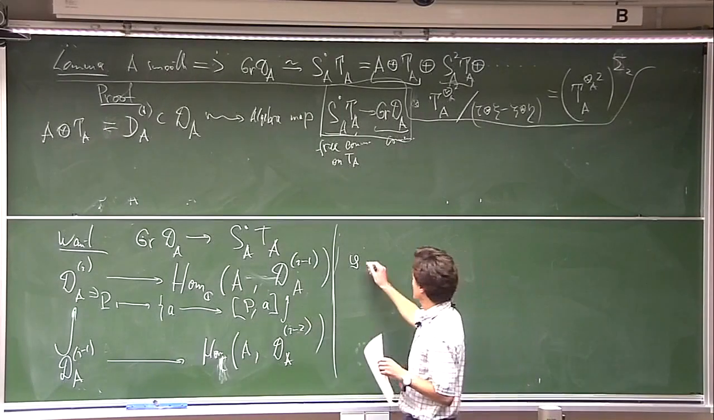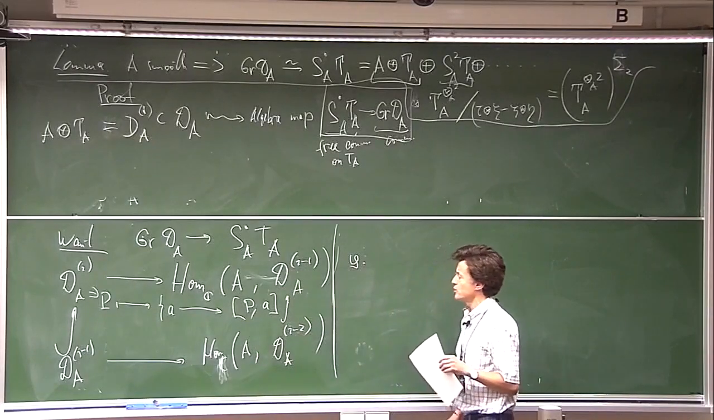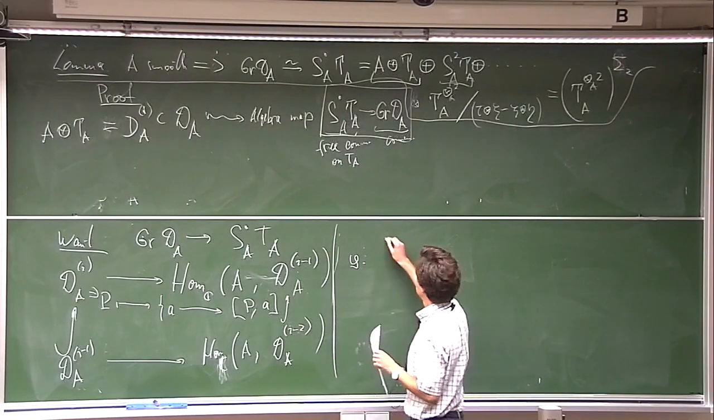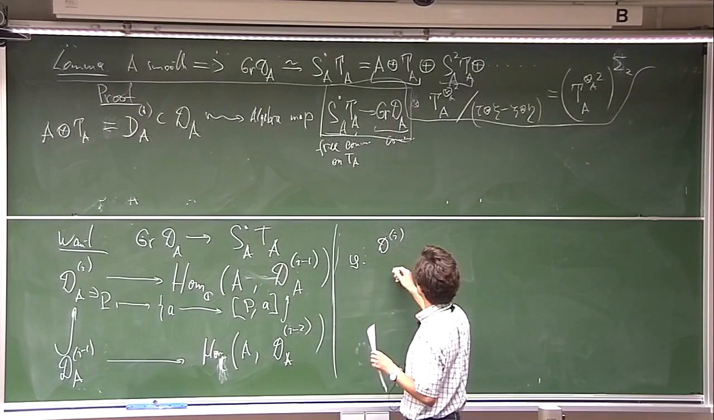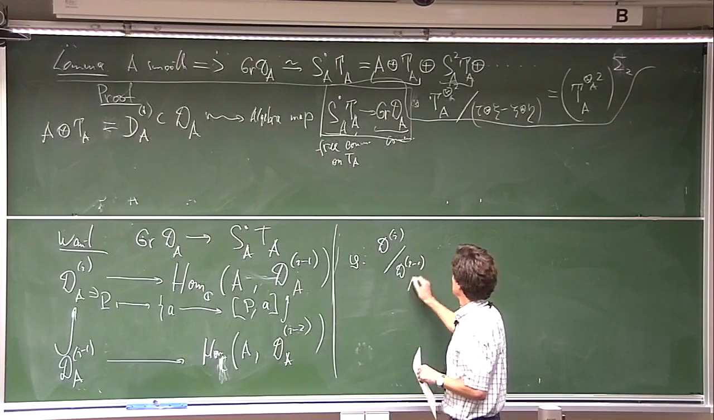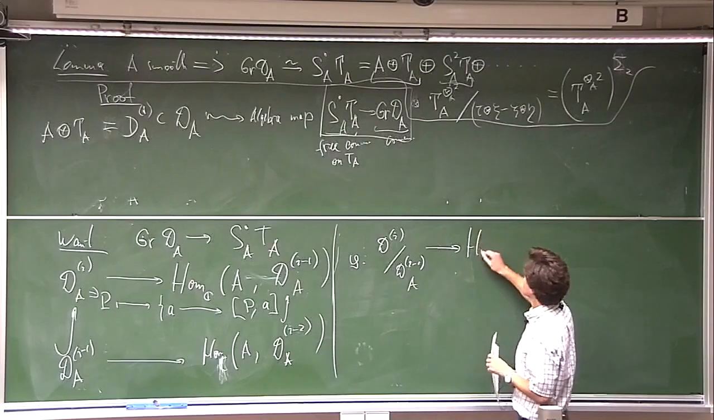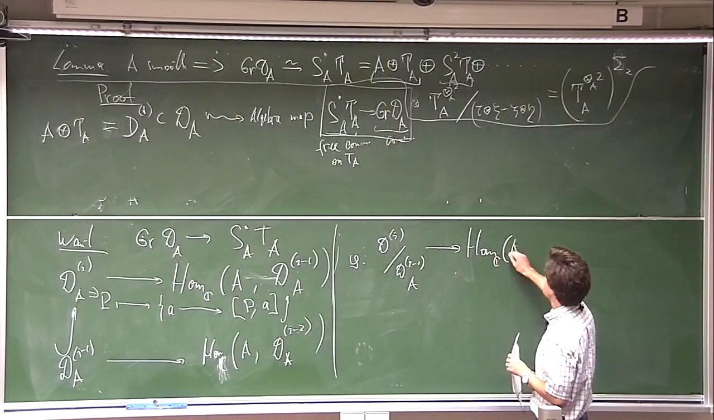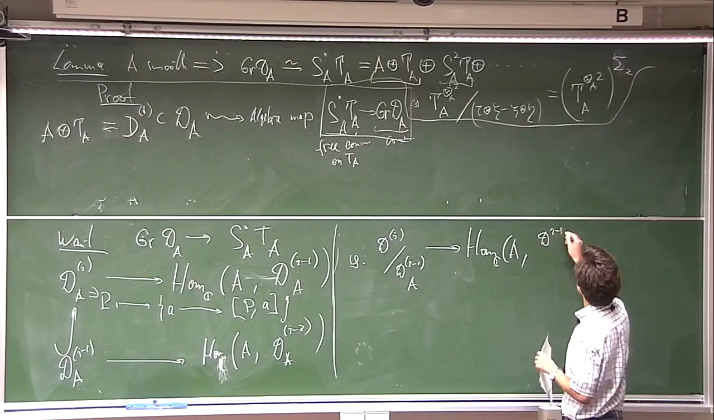All right, so if I pass to the quotients, I get a map from the successive quotient to the space of maps from A to the previous successive quotient.